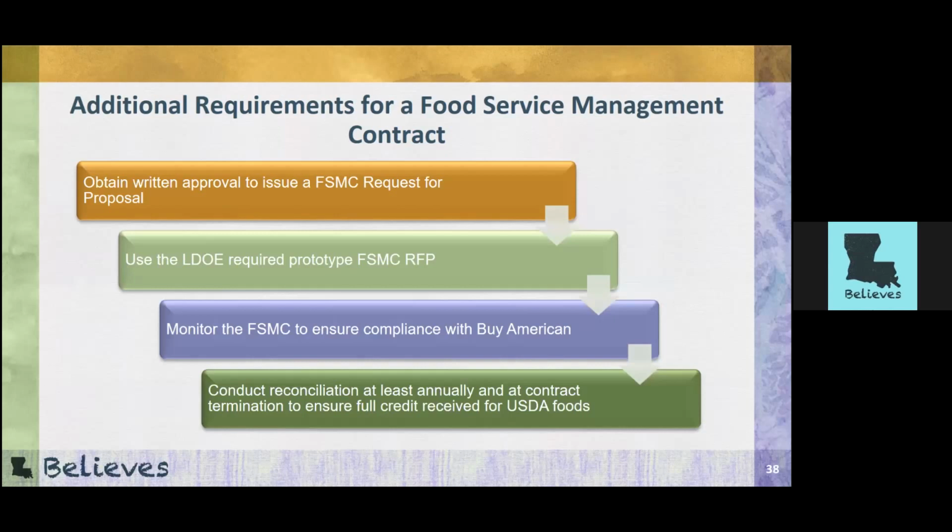They must obtain written approval from the state agency before issuing an FSMC request for proposal. They have to make sure and use the LDOE required prototype that is available on our website. They have to monitor the food service management company to ensure that they are compliant with the Buy American provisions. And they have to conduct reconciliation at least annually and at contract termination to make sure that they receive full credit for their commodities.